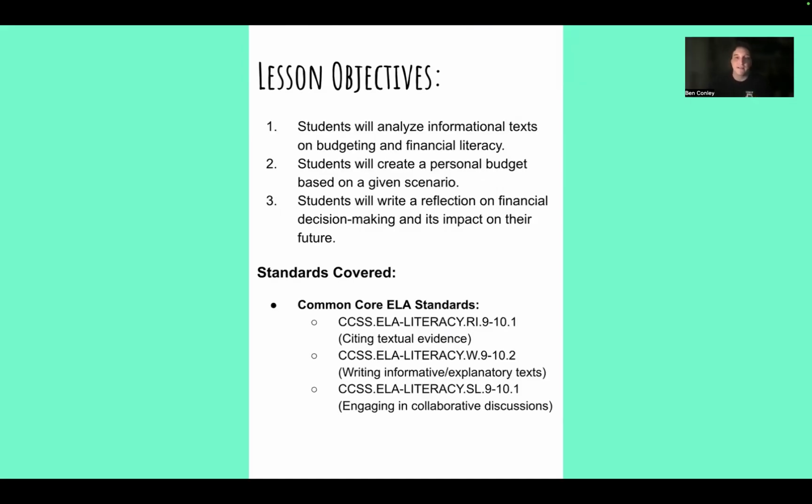The objectives for the lesson will be that students will analyze informational texts on budgeting and financial literacy. Students will create a personal budget based on a given scenario. And the students will write a reflection on financial decision making and its impact for their future. The standards that are going to be covered are the Common Core standards for ELA literacy: citing textual evidence, writing informative and explanatory texts, and engaging in collaborative discussions.